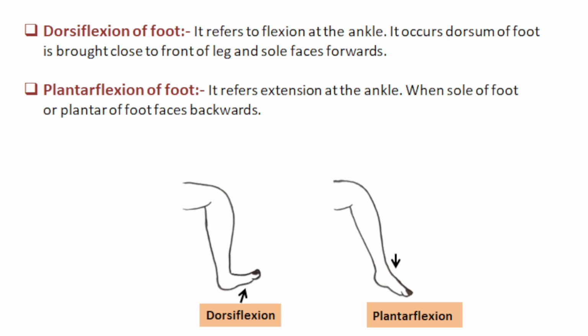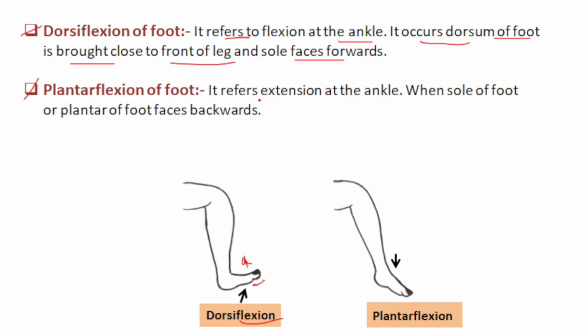Then dorsiflexion and plantar flexion of the foot. First, dorsiflexion of the foot. It refers to the flexion at the ankle. It occurs when the dorsum of the foot is brought closer to the front of the leg and the sole faces forward. You see in this picture that the foot is closer to the front of the leg and the sole of the foot faces forward, and this movement is called the dorsiflexion of the foot.